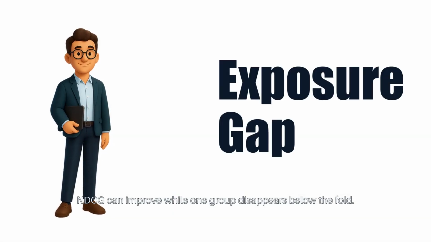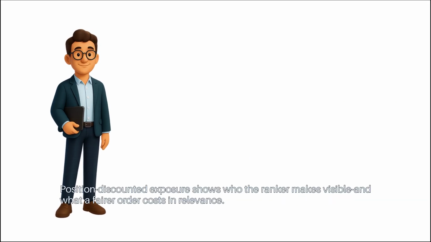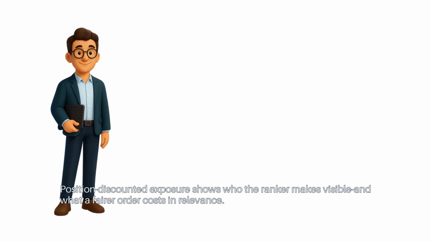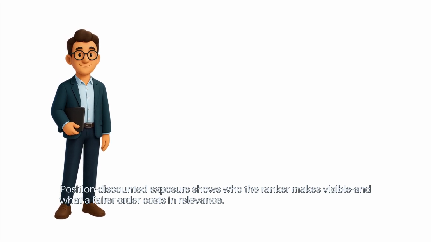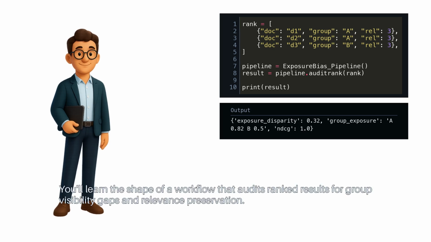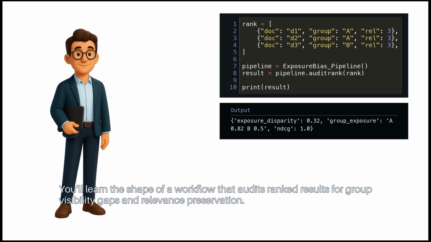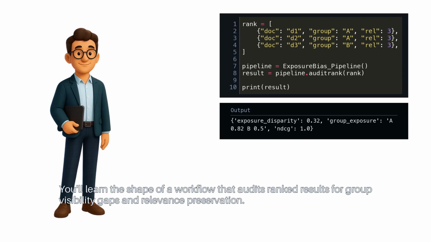NDCG can improve while one group disappears below the fold. Position discounted exposure shows who the ranker makes visible and what a fairer order costs in relevance. You'll learn the shape of a workflow that audits ranked results for group visibility gaps and relevance preservation.